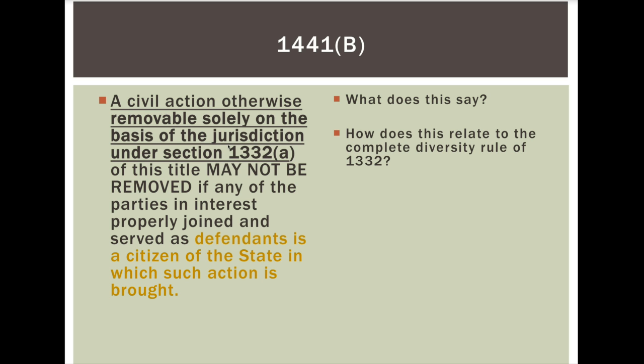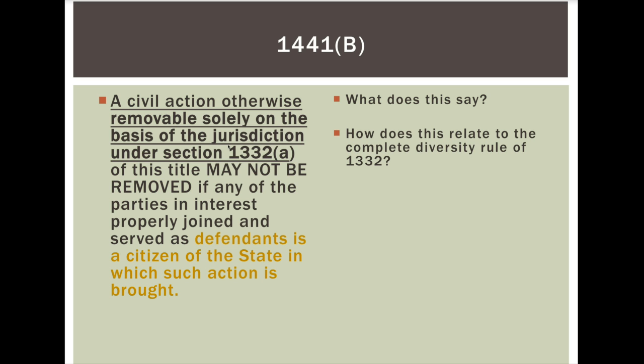You can't remove if any of the defendants is a citizen of the forum state. So if the initial state court action was filed in Illinois, and there were 5 defendants, only one of whom was from Illinois, that would be barred, even though the other ones aren't from Illinois. This says any of the parties that is a defendant. Now, what seems to be causing some people trouble is whether this rule, this in-state bar, changes the complete diversity rule. The short answer is no, but it's important for you to understand why.